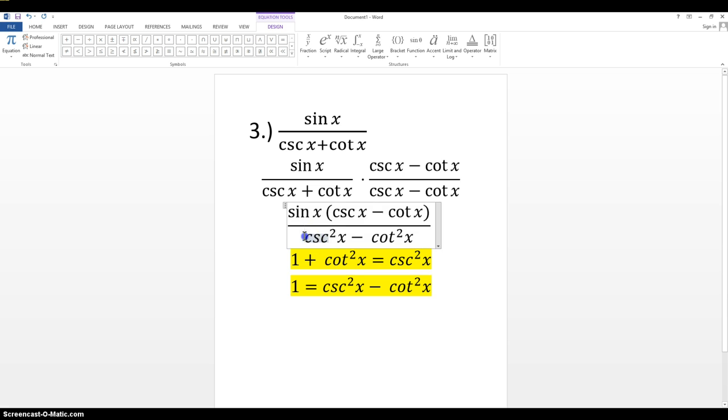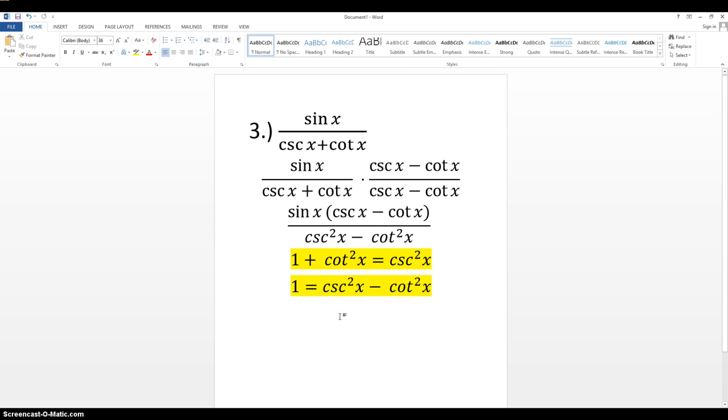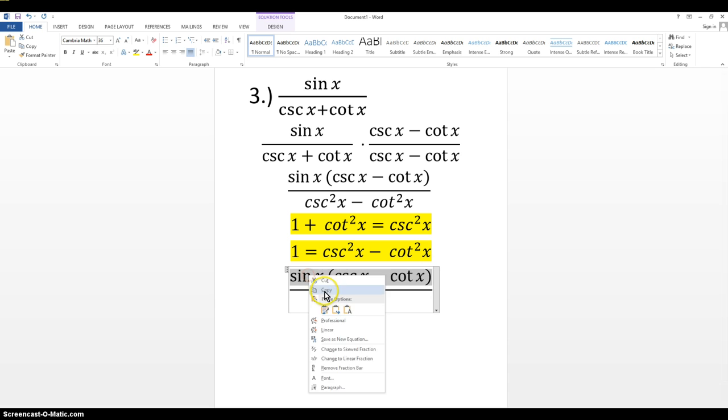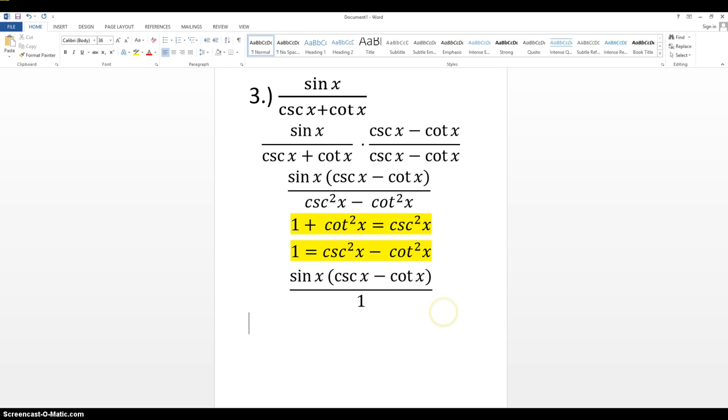Now do I see this expression anywhere in my problem? I think I do. It's right here in my denominator: cosecant squared of x minus cotangent squared of x. And what is that equal to according to our highlighted equation? It's equal to 1, exactly. So I can go ahead and substitute the bottom for what? 1. Good. Since anything over 1 is just itself, I'm just left with the numerator, so all I do from here is stay with the numerator part.